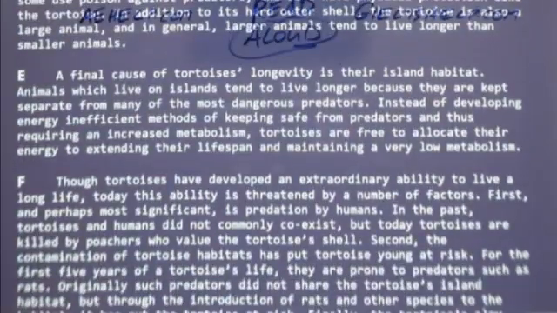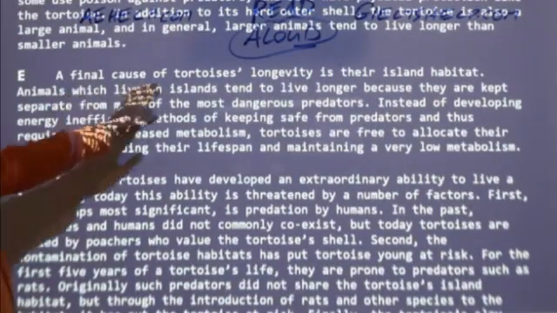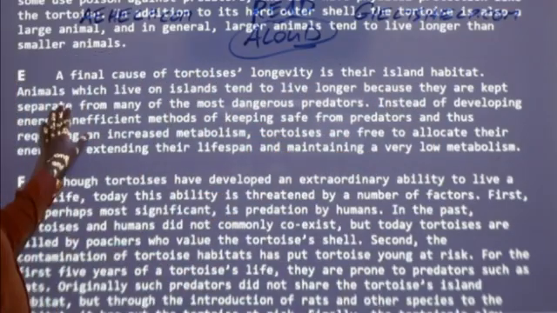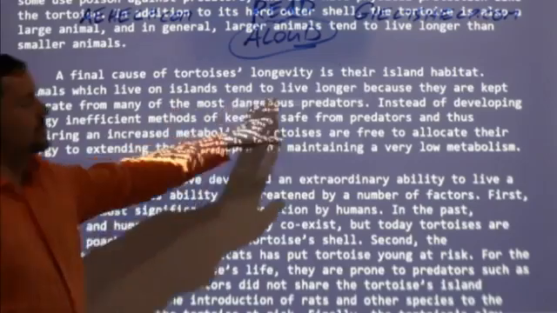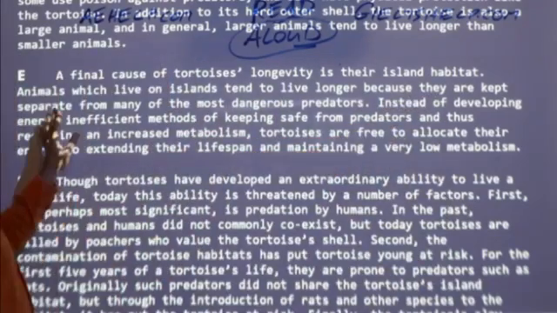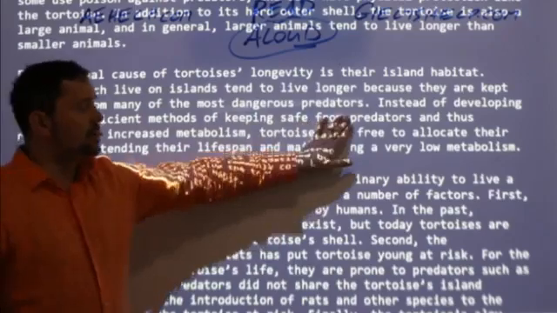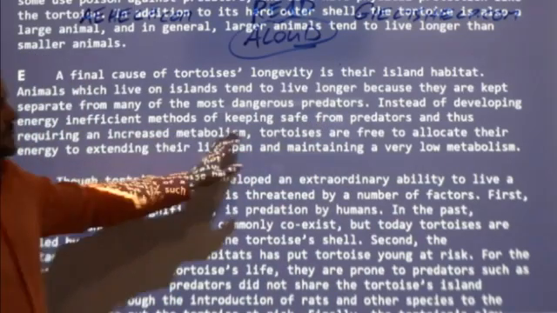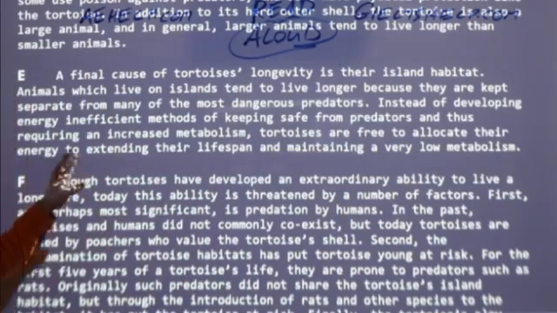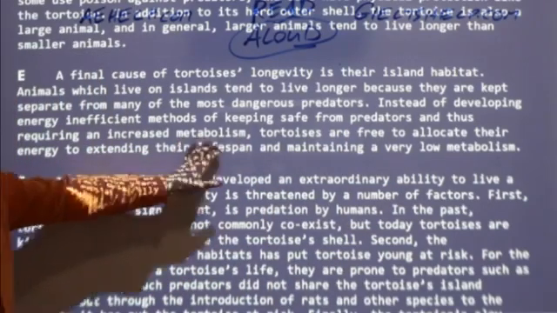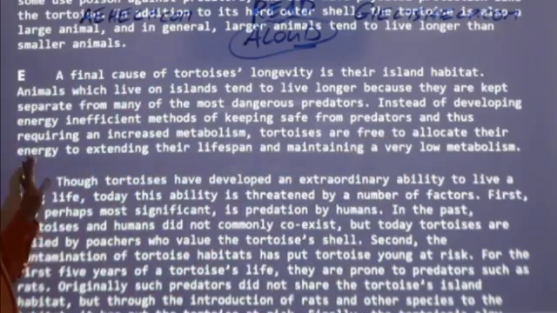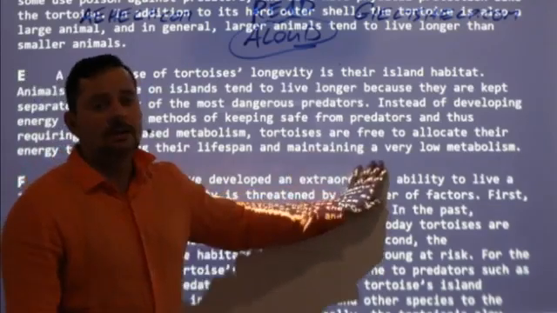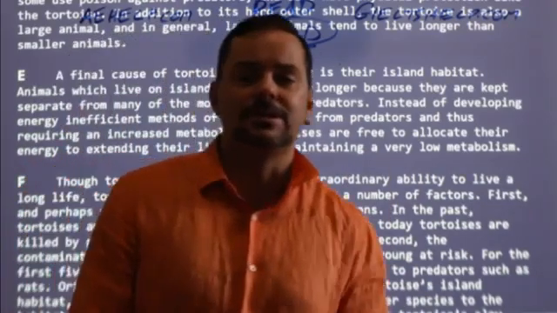Paragraph 5. E. A final cause of tortoises' longevity is their island habitat. Animals which live on islands tend to live longer because they are kept separate from many of the most dangerous predators. Instead of developing energy-inefficient methods of keeping safe from predators and thus requiring an increased metabolism, tortoises are free to allocate their energy to extending their lifespan and maintaining a very low metabolism.